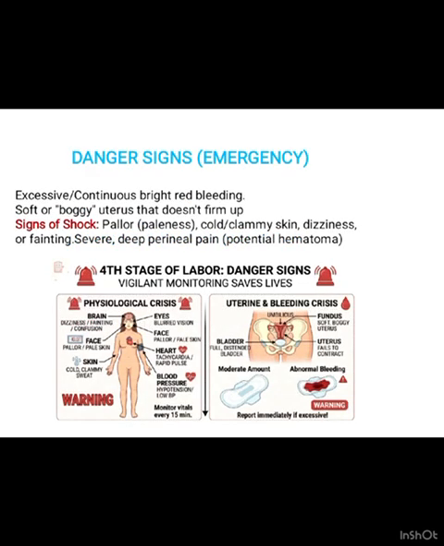Danger signs: excessive continuous bright red bleeding, soft or boggy uterus that doesn't firm up, signs of shock, pallor, cold and clammy skin, dizziness or fainting, severe deep perineal pain.